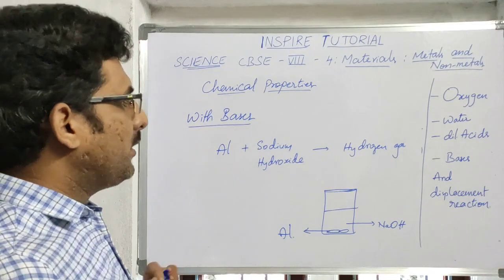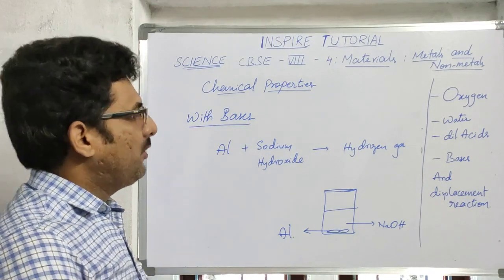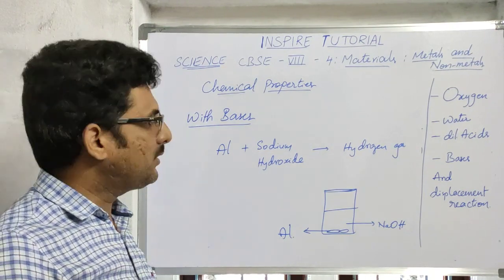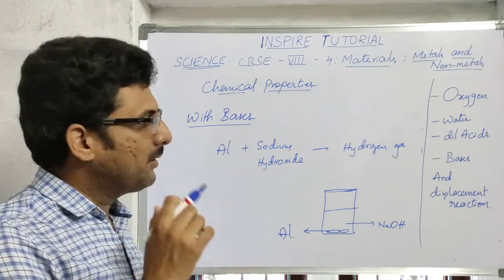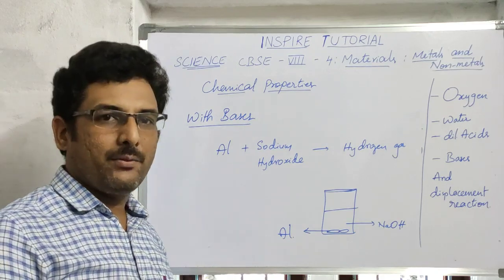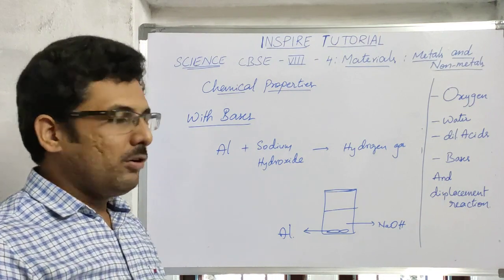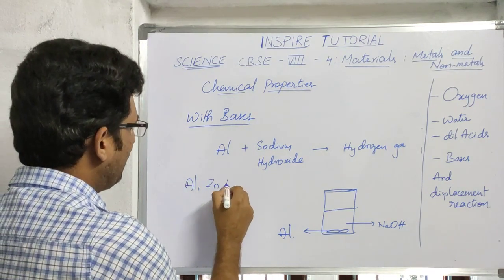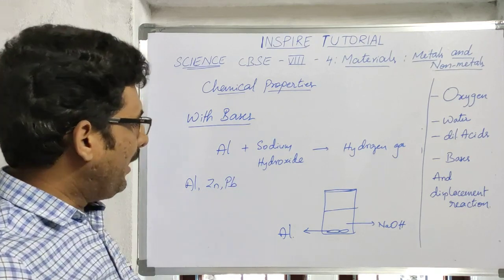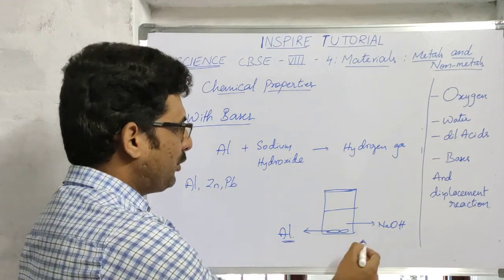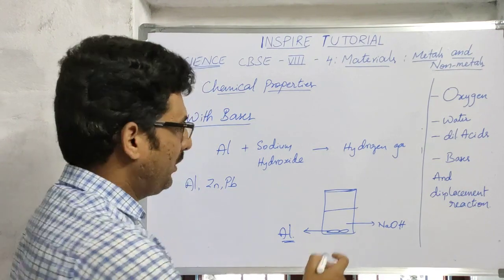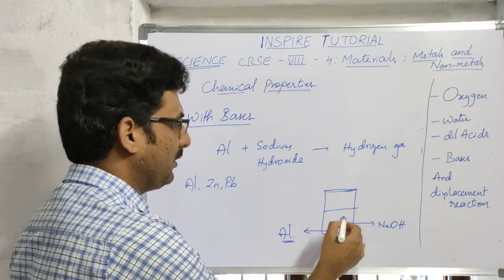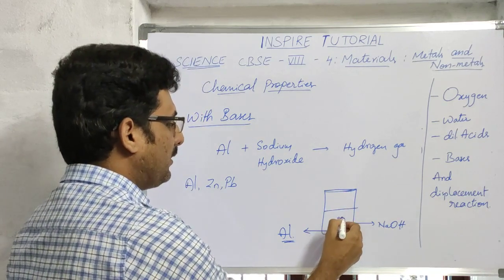So let us see how to distinguish between metals and non-metals using bases. Again here the non-metals cannot react with bases, but metals can react with bases, and not all the metals, only metals like aluminium, zinc and lead. So when you take sodium hydroxide solution in a beaker and add aluminium metal, again you see a colorless gas released.